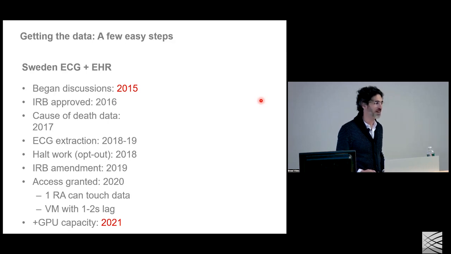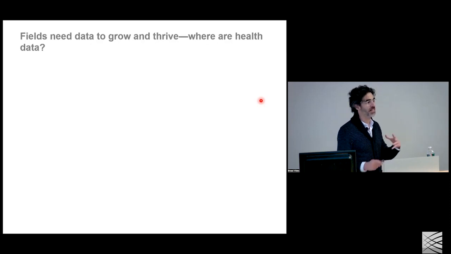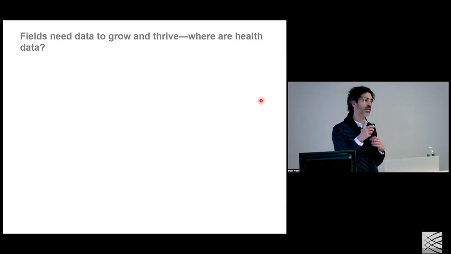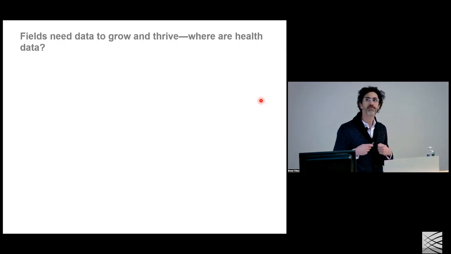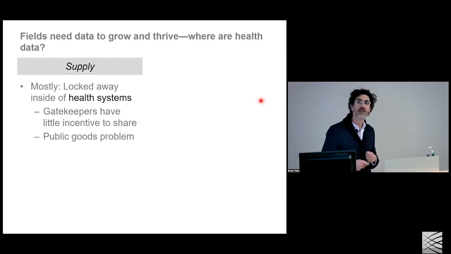So that model of marriage-based access to data is not scalable, and shouldn't be scalable. But something needs to be scalable, because I think all of us in this room probably think that there's a new field at the intersection of health and policy and data and computation and biology, but fields need data. So where's the health data?